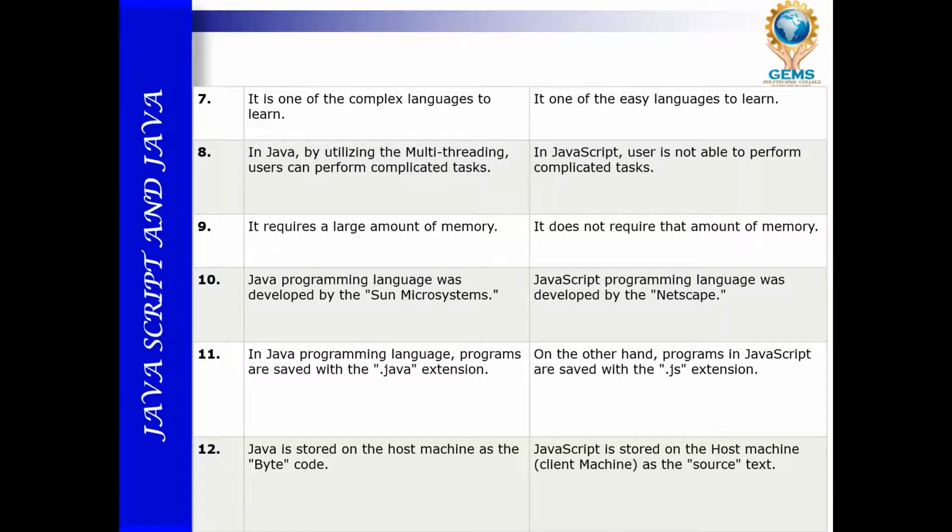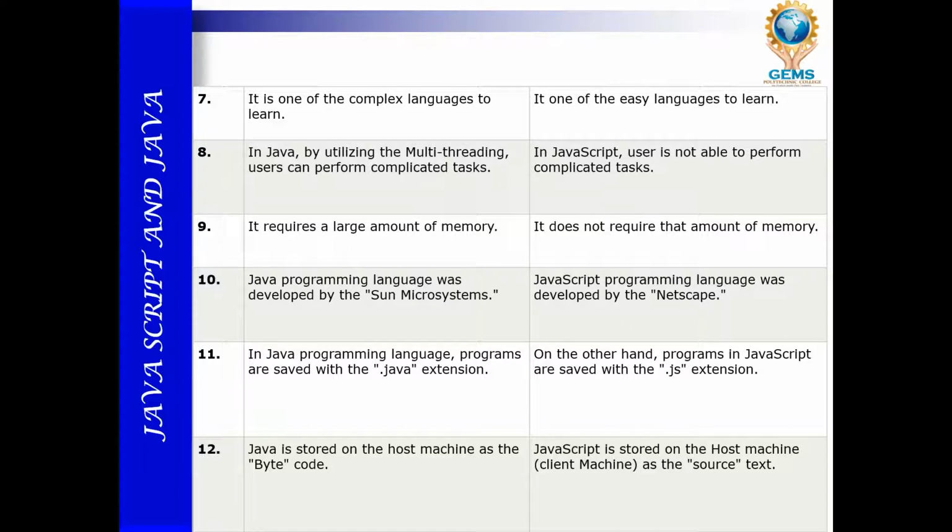In Java, by utilizing multi-threading, users can perform complicated tasks. In JavaScript, users are not able to perform complicated tasks. Simply put, complicated tasks can be performed by Java. The complicated tasks cannot be performed by JavaScript. You have to remember this.